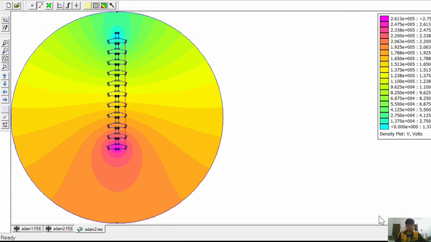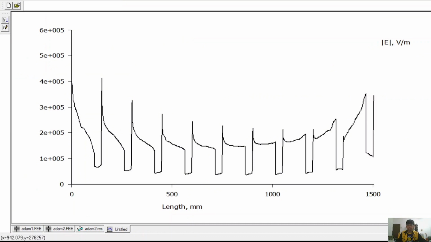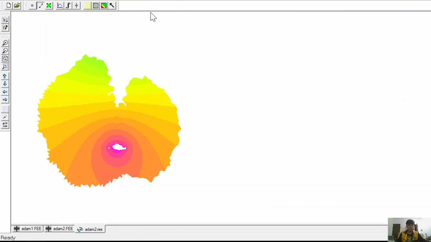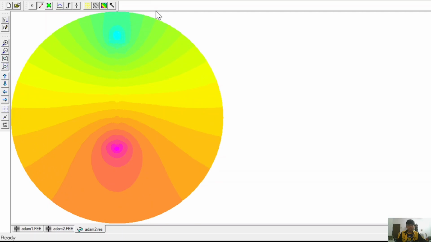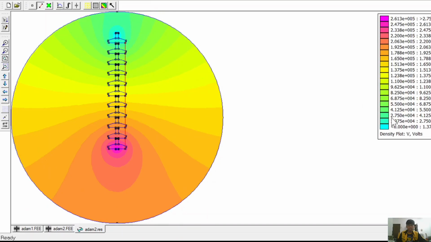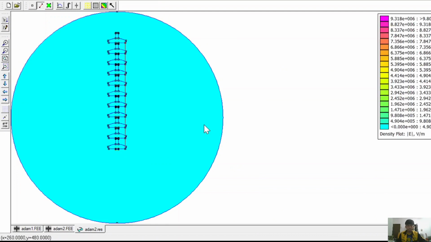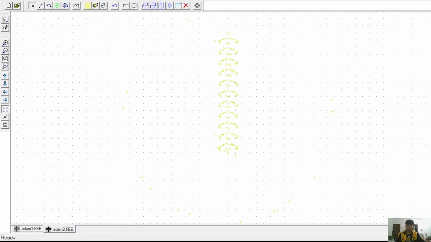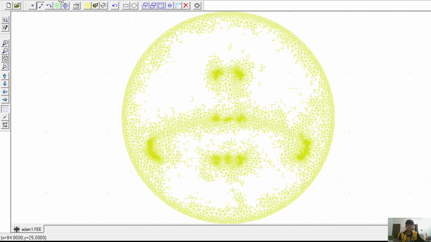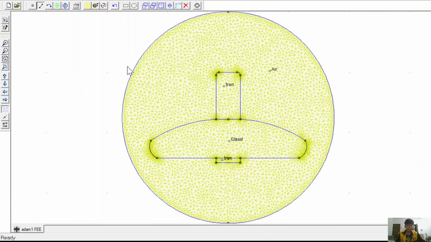So this is for our magnetic field. And so we took the field intensity. As you can see, the density just occurs in the high voltage area. So let's move on to the wet condition, dry condition.